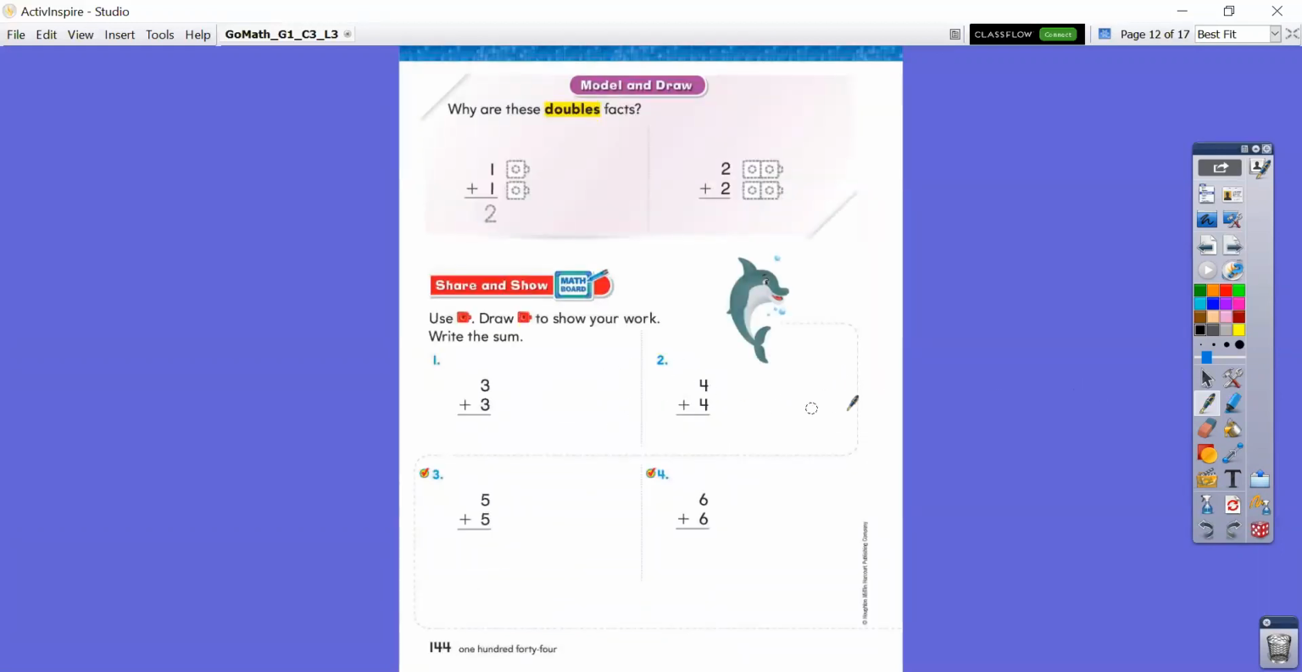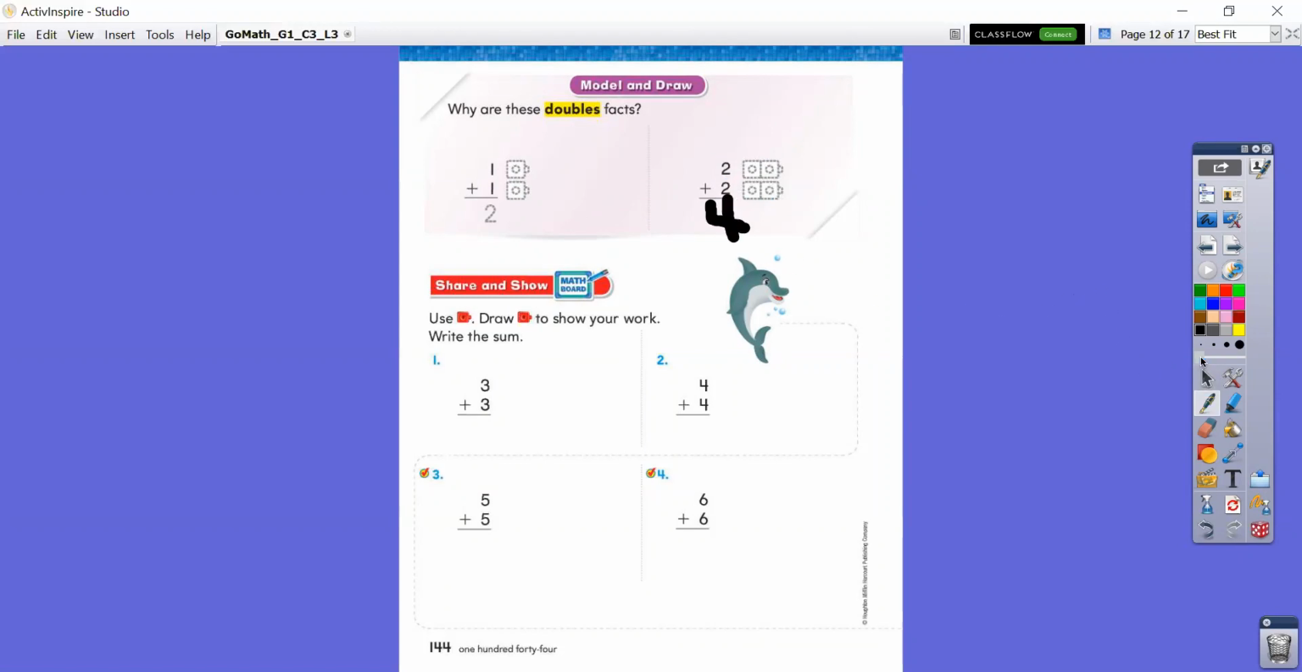Now, like I said, what you can do at home is work along with me. Let's start at the top. They did the pictures for us already. We have 1 plus 1 equals 2. Here's one block, and here's another block. So we can call this a doubles fact since these two numbers are the same. Same thing over here. We have 2 plus 2. So here's 2 here and 2 here. Let's count them all up. 1, 2, 3, 4. So we know that 2 plus 2 equals 4.